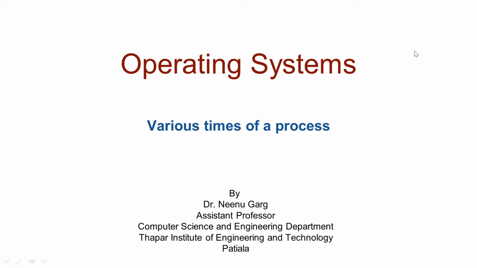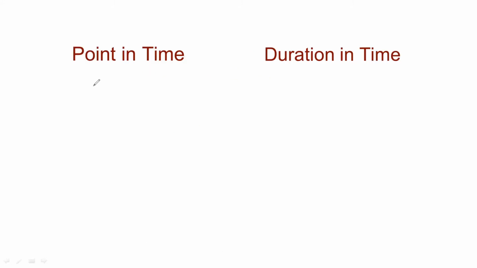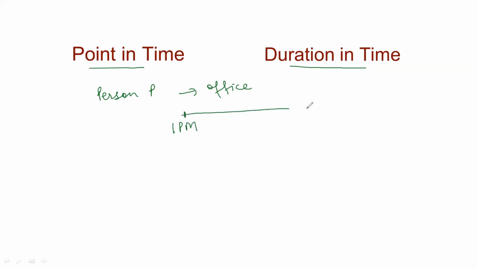So let's start. Before discussing various times associated with the process, I would like to discuss the concept of point in time and duration in time. Suppose there is a person P who goes to office daily at 1 p.m. He enters the office at 1 p.m. and he leaves the office at 5 p.m. He stays in his office for a duration of about 5 minus 1 equals 4 hours.